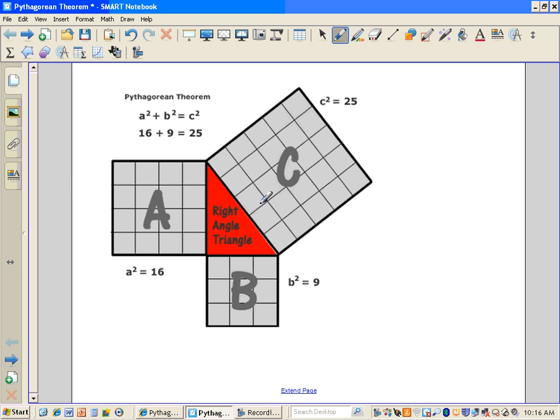The hypotenuse is always the longest side, the side opposite the right angle. Here the hypotenuse is 1, 2, 3, 4, 5. 5 squared is 25. So 16 plus 9 is equal to 25. This whole relationship between the squares of the two legs of a right angle triangle and the hypotenuse is what we call the Pythagorean theorem. We use the formula a squared plus b squared equals c squared to represent that theorem.